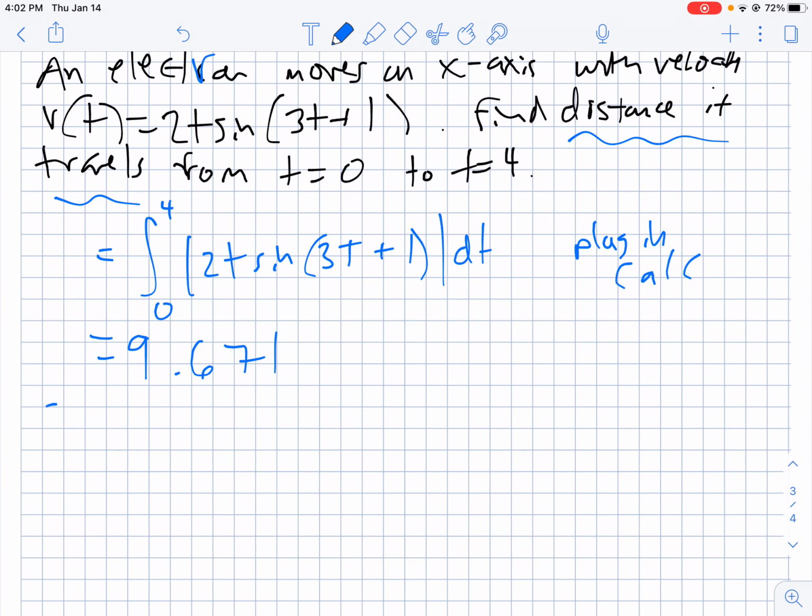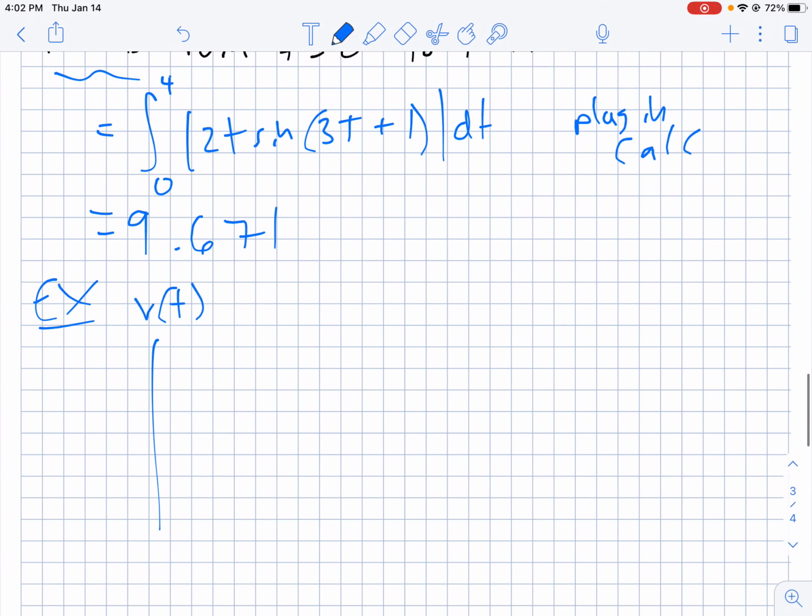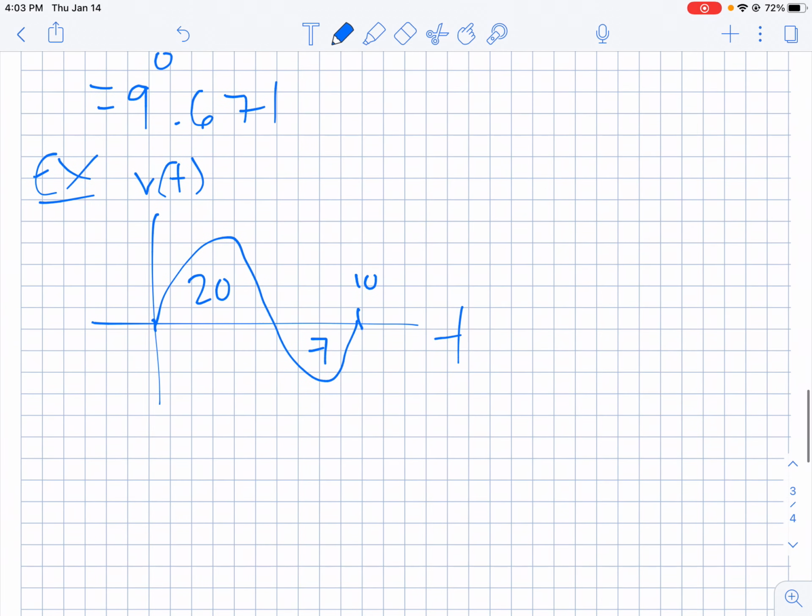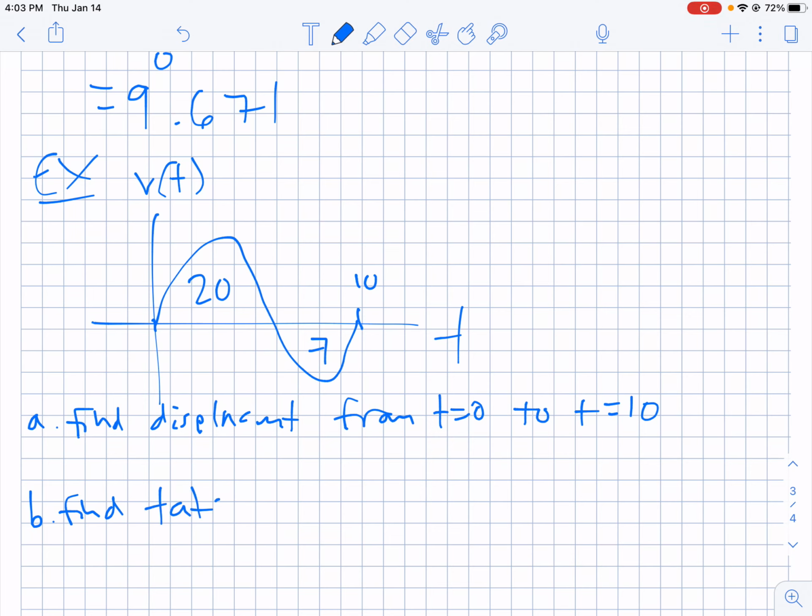Let's do one more example here where I give you a graph. So here is a velocity versus time graph. And again, I'm going to actually give you some areas here. So we're going to have a similar shape, but I'm going to tell you, okay, this area up here is 20, this area down here is 7, and let's say we go up to this point 10. And we start, of course, at the point 0. So I might ask you to find the displacement from 0 to 10. But I could also ask you another question to find the total distance traveled from 0 to 10.